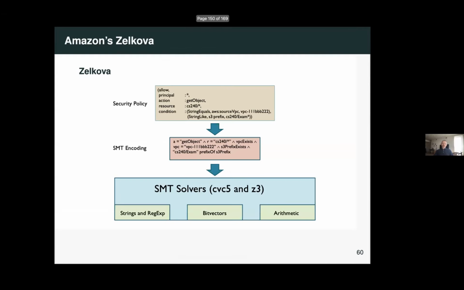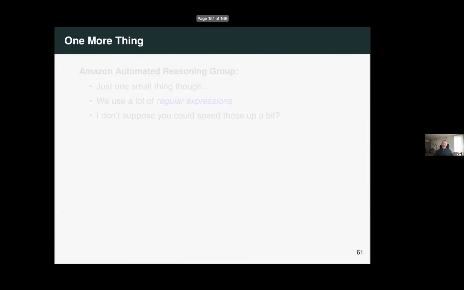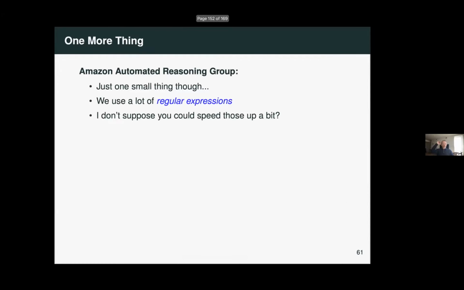Okay, which shows that if you build a nice general solver for one domain, then often it can work in another domain as well. So that's great. However, they did, of course, have some requests. And one of the things was that they were using a lot of regular expressions. And for regular expression reasoning, we were still using a very naive reduction to the core theory.